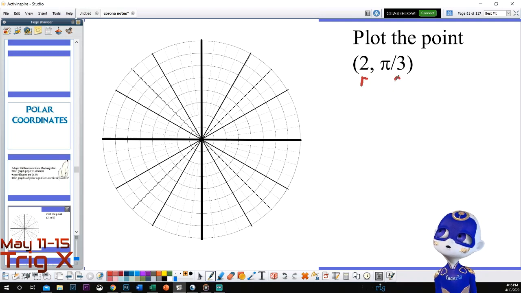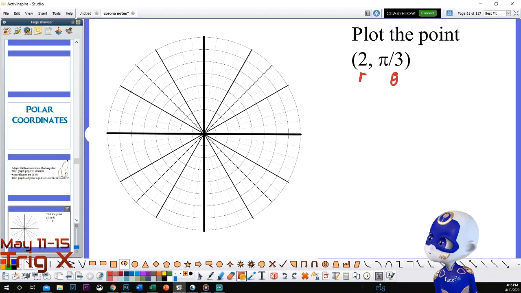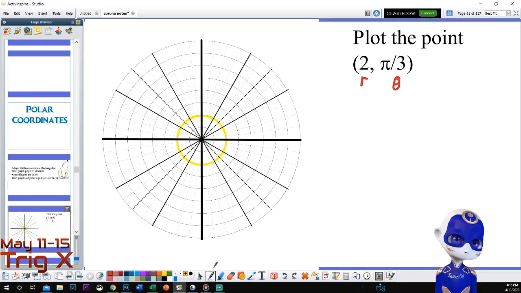This is your r, this is your theta. So we're looking for a circle that has a radius of 2. So we're going to look anywhere on this circle that I'm about to draw. All right, so that circle right there has a radius of 1. This circle right here has a radius of 2. So I'm going to try to draw this circle perfectly. Ooh, that is lovely. All right, so my point is going to be somewhere on this circle.